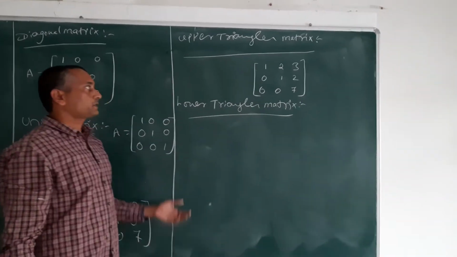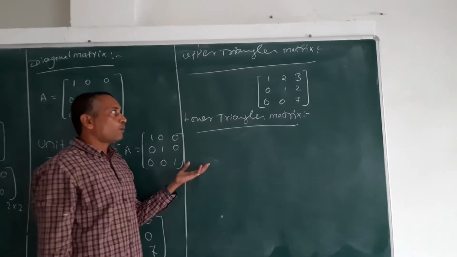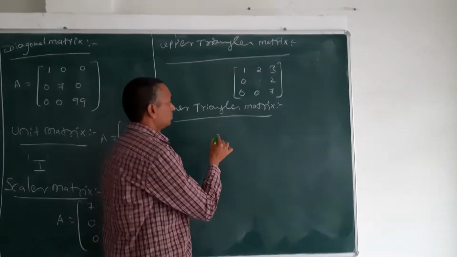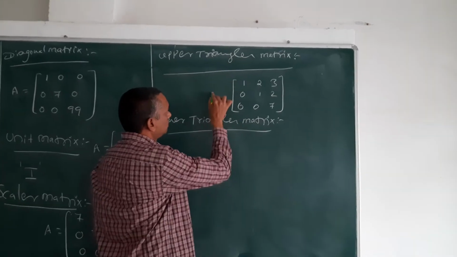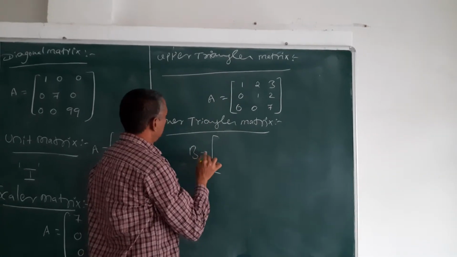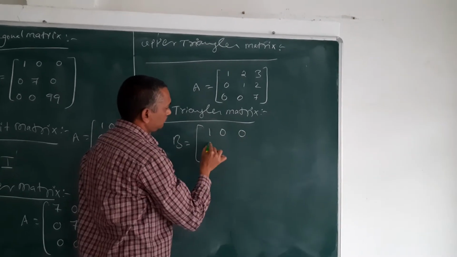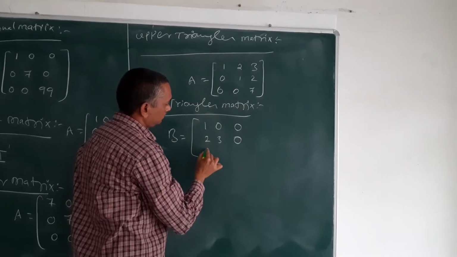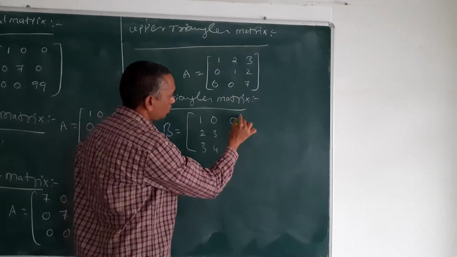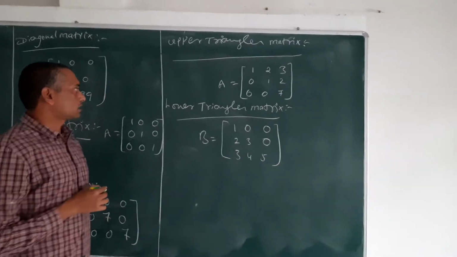A square matrix whose all elements above the diagonal are 0 is a lower triangular matrix. This is lower triangular matrix. Next, trace of a matrix.